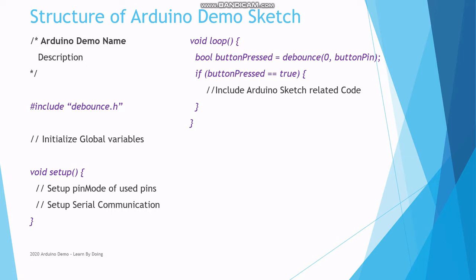Then there will be a void setup function which will set up the pin mode of the used pins and set up the serial communication. The loop block will have two lines which are related to the push button debounce function and calling it, and then executing the Arduino sketch related code if the push button is truly pressed.